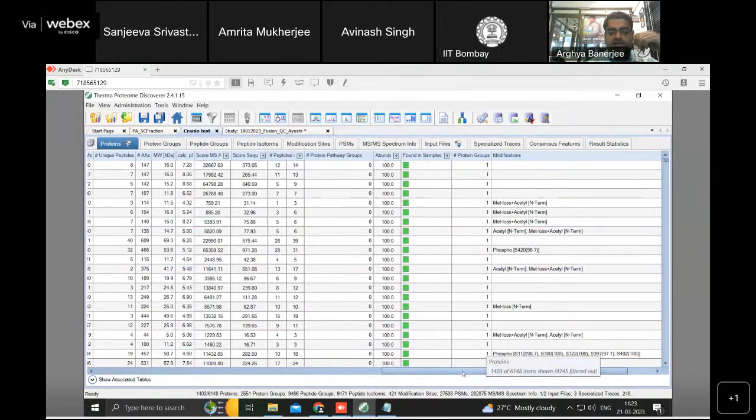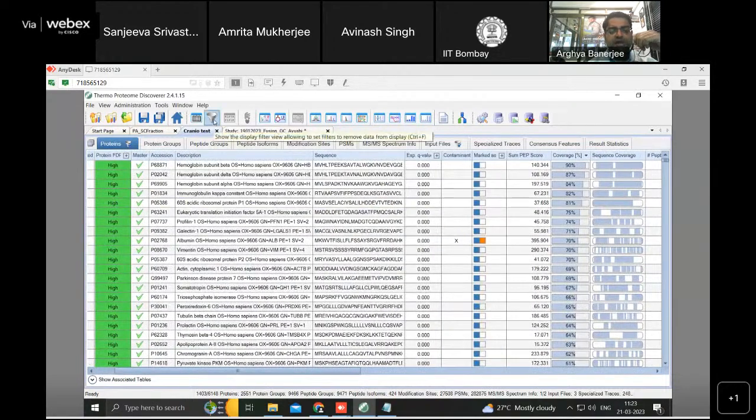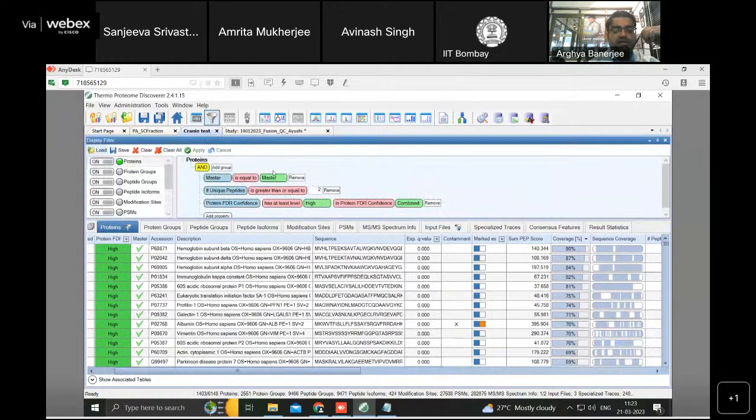Yeah, so once this is done, you can do a filtration, where you want to select only those proteins which are very highly confident. As a basic thumb rule which we generally follow in our proteomics lab at IIT Bombay, we will take only those unique peptides, and this is also recommended by the standard guidelines of proteomics.